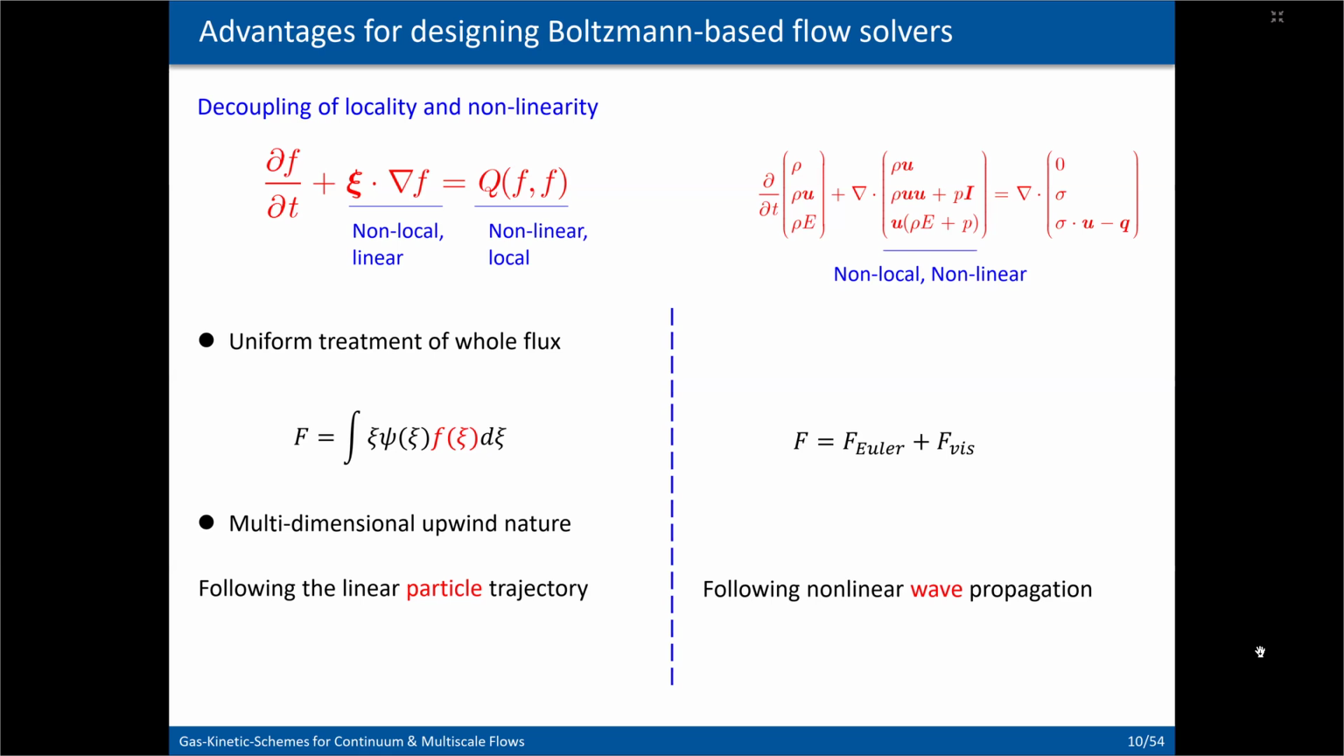Another advantage is that we can construct a numerical flux with a multi-dimensional nature based on the Boltzmann equation, because we can actually construct the flux based on the trajectory of the particle movement. But for classical CFD, we must treat nonlinear wave propagation, so it's difficult to construct a multi-dimensional numerical flux.